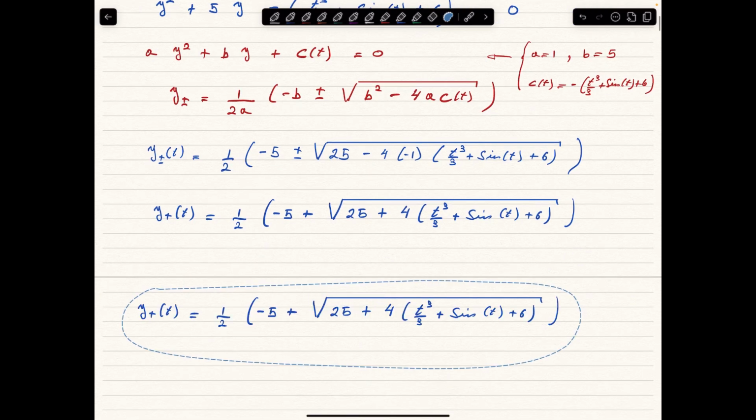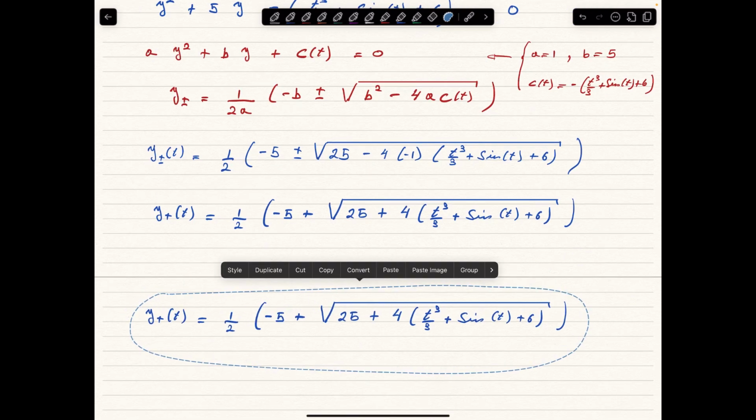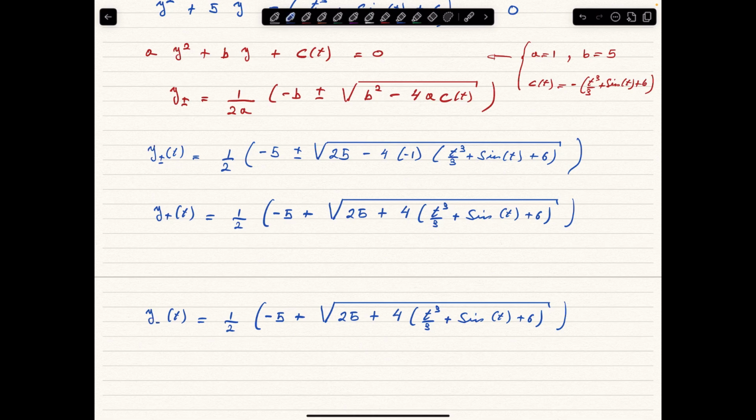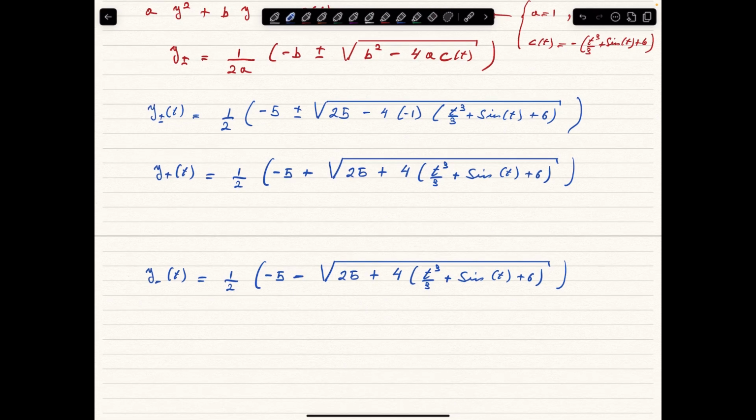Copy, paste here, but with a minus sign. So it's going to be the solution minus, with a minus here. So now, which one of the two solutions is the solution of our problem? Because we have apparently two solutions.